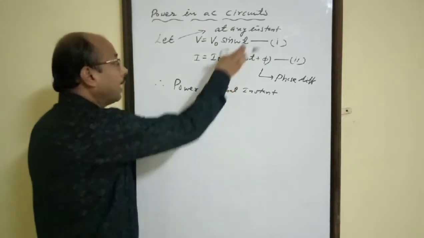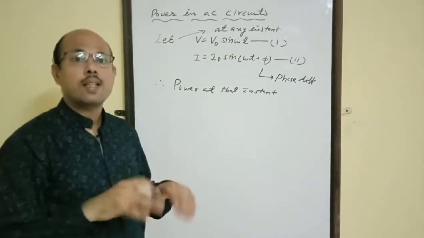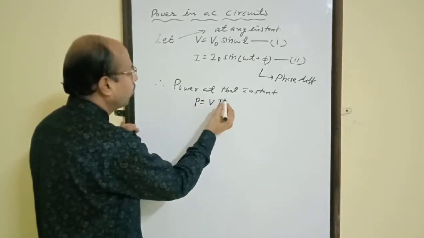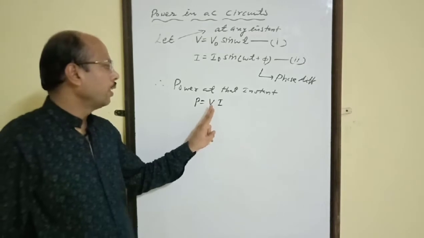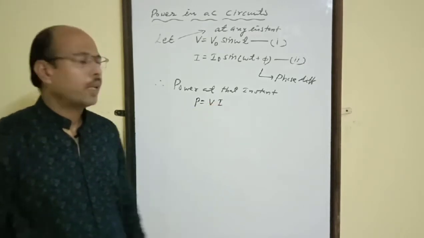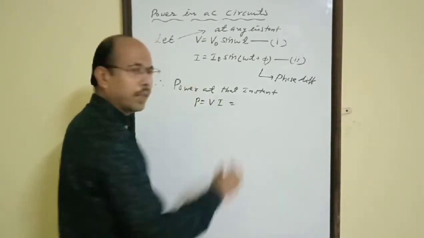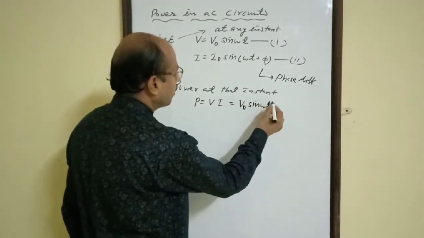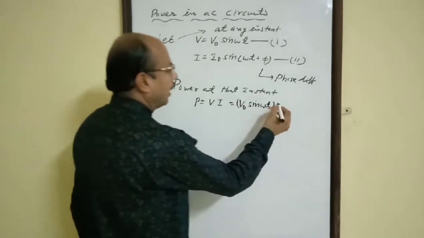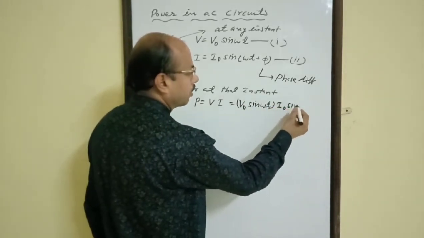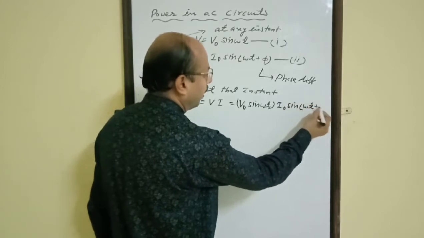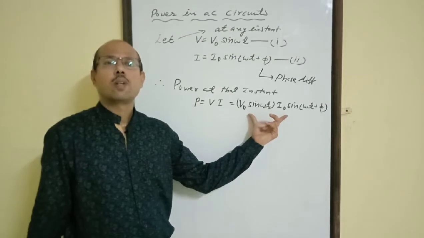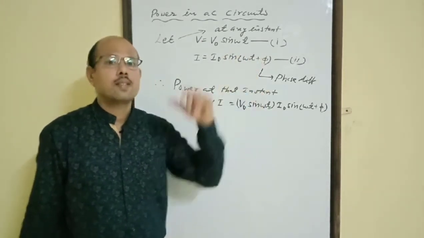Then power at that instant, known as instantaneous power, is given by P equals VI. Now we can put the values of V and I: V equals V naught sin omega t, and I equals I naught sin(omega t plus phi). This gives the instantaneous value of power in an AC circuit.